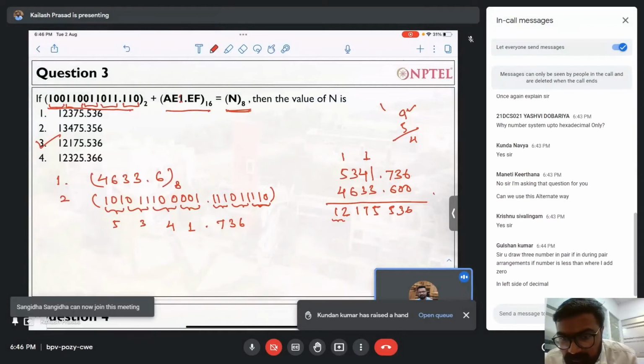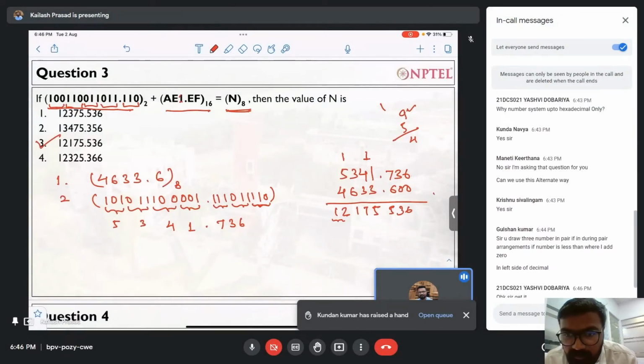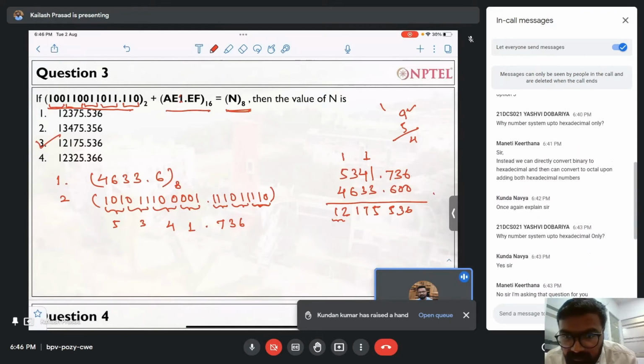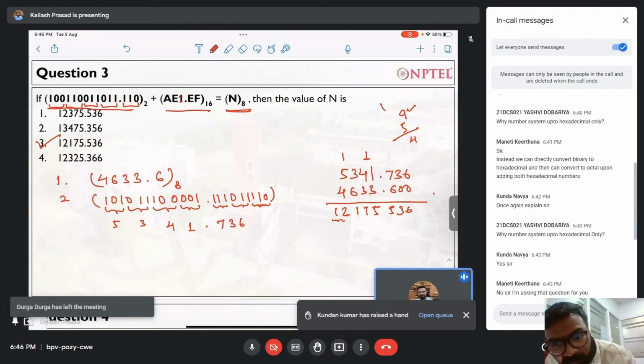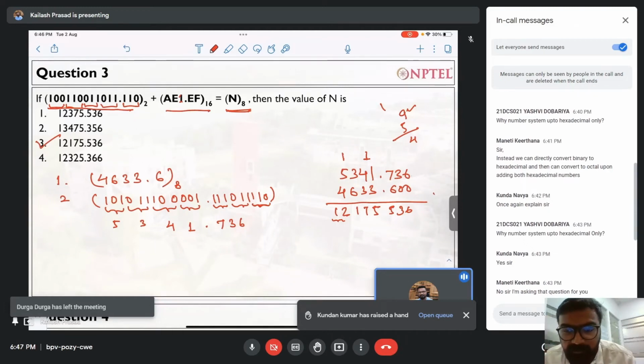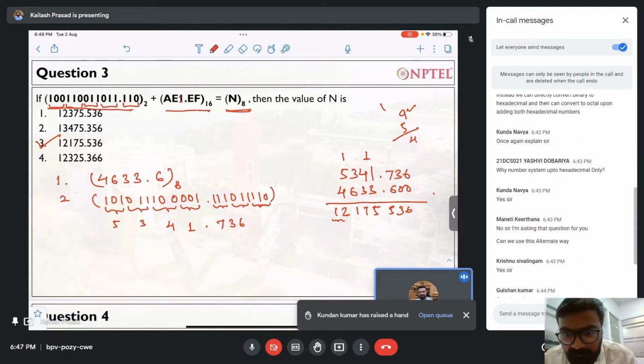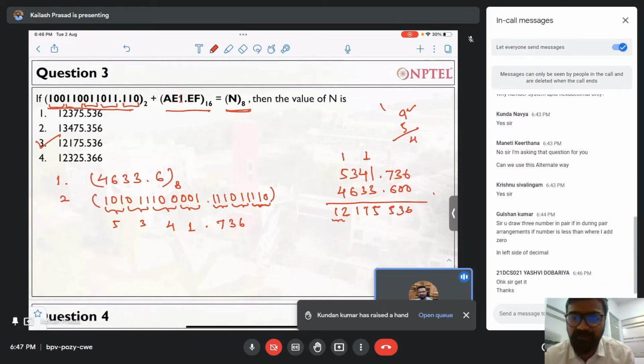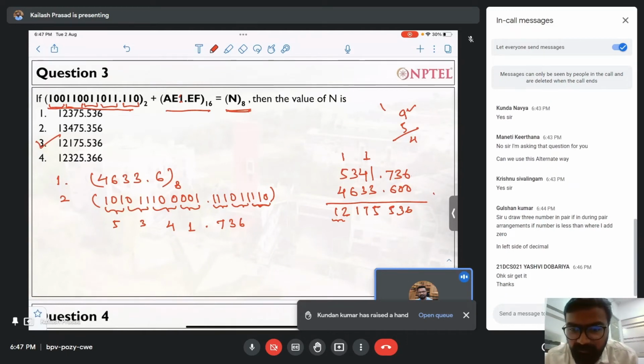So we have more questions. Can we use an alternate way? Okay, Maneti, the question was whether we can directly convert binary to hexadecimal, and then convert to octal upon adding both hexadecimal numbers. Yeah, you can do that, Maneti. That is another way, right? Whatever way you feel is simpler, you can proceed ahead with.